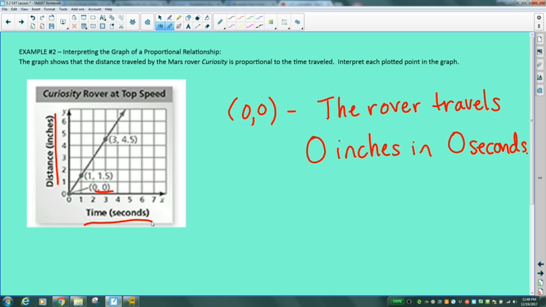However, typically when we talk about speed, we talk about how far it goes in the amount of time. So the reason that I put inches before seconds, the y before the x, is because that's how we talk about speed. It sounds different to say in 0 seconds, the rover travels 0 inches. However, you can word it either direction. Just make sure you're labeling it correctly.